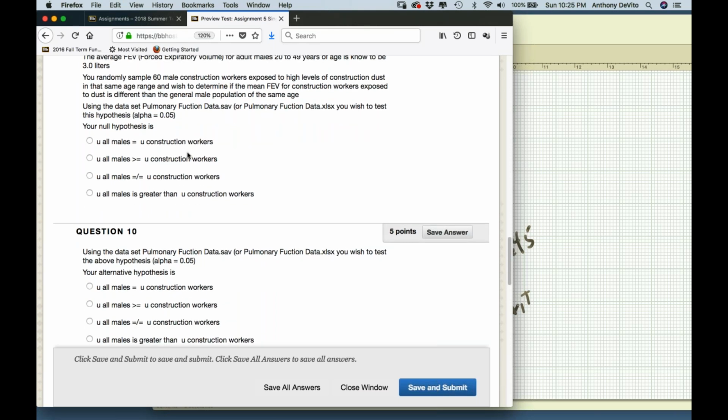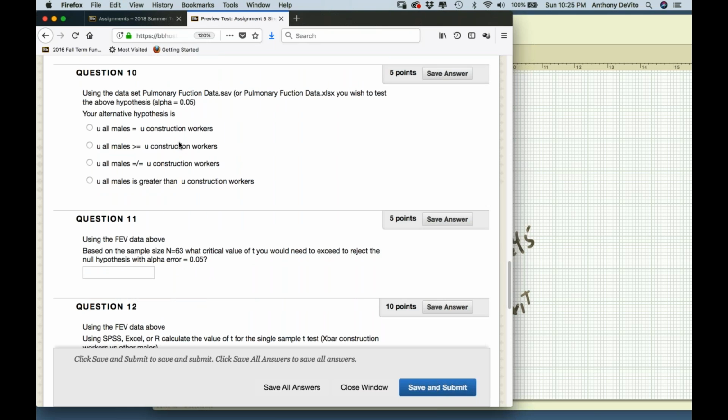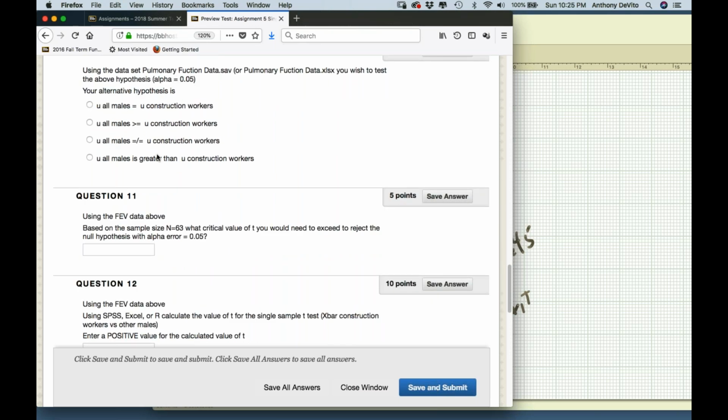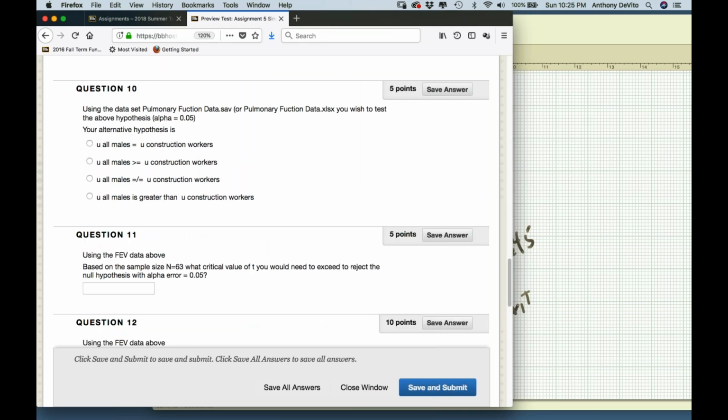Which is our null hypothesis? Well, our null hypothesis is the mean for all males is equal to the mean for construction workers. There's no difference in the expiratory volume for the two of them. Our alternative hypothesis would be that there is a difference between the two of them, that they're not equal. Now, there are other ways to phrase this, but I don't really want to get into it tonight because we've gone on quite a while already. But this is called two-sided.